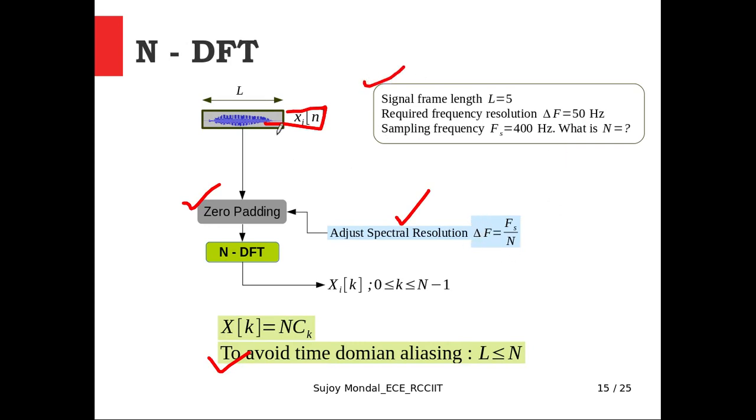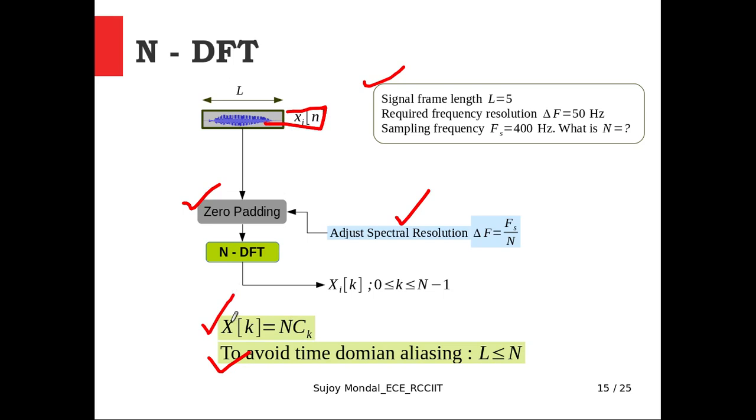Now if we consider the example for this specific numerical case, the signal frame length equals 5, the required frequency resolution is 50 Hz, and the sampling frequency is 400. So what would be the value of capital N? Delta f we require to be 50 Hz, sampling frequency 400. So if we cross multiply and do the calculation for N, it would come out to be 8. So this is the example. An 8-point DFT is considered, and while the input is 5 sample points, we have to append 3 additional zeros at the end of the data frame, so that it is now ready as 8 sample point data to fit into the 8-point DFT analysis block.